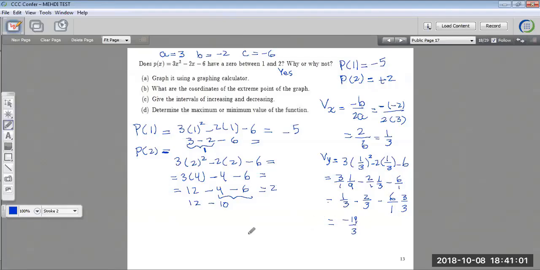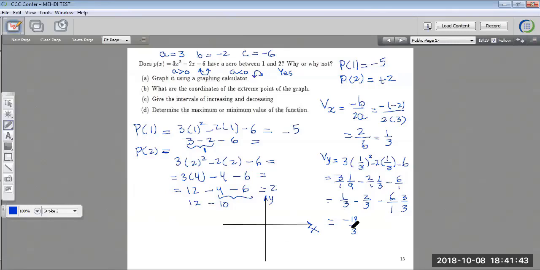So if I'm going to graph this, roughly, this would be a parabola that opens upward or downward. If a is positive, it means your parabola opens upward, right? If a is negative, that means your parabola opens downward. So your parabola should open upward.